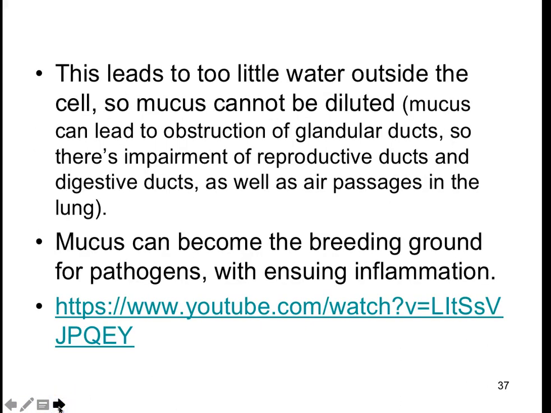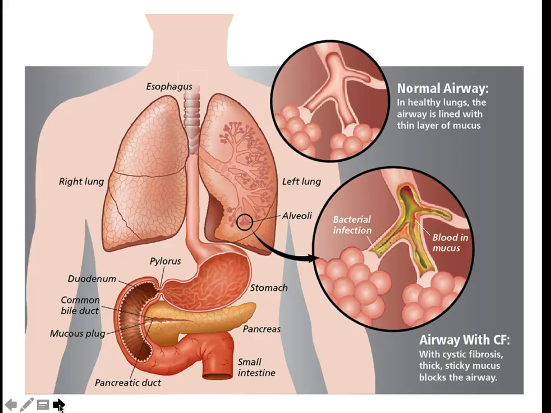And I think this goes into the fact that with the chloride ion mutation, the channel doesn't work, there's too little water, mucus cannot be diluted, and so it becomes the breeding ground for pathogens, slowing inflammation and destruction of the lung. And some of these YouTube, like 3-minute animations, click on them, enjoy them. And this is the last slide.